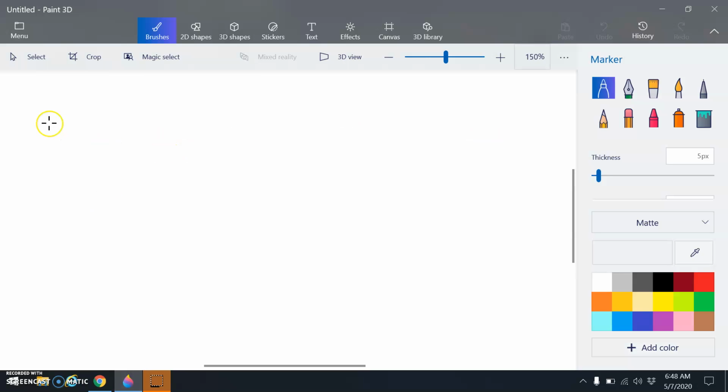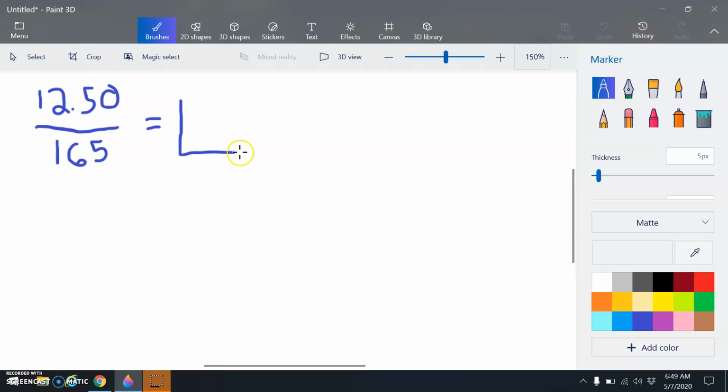So let's bring it over here, and what we gotta do is we know that plates cost $12.50 for 165 plates. So if we take $12.50 and we divide it by 165, we're going to get an answer of how much each plate cost. And then we can do the same thing for forks. So we have $10 for 600 forks. And we'll get an answer right here.